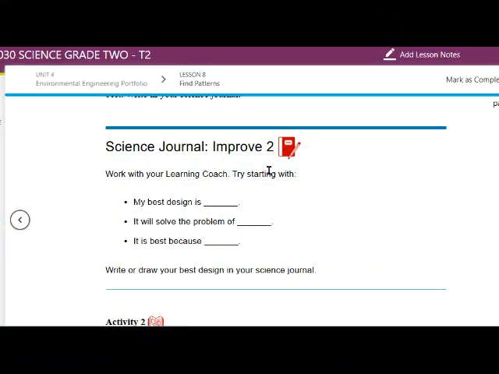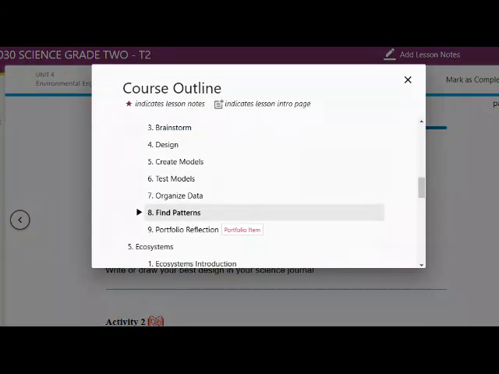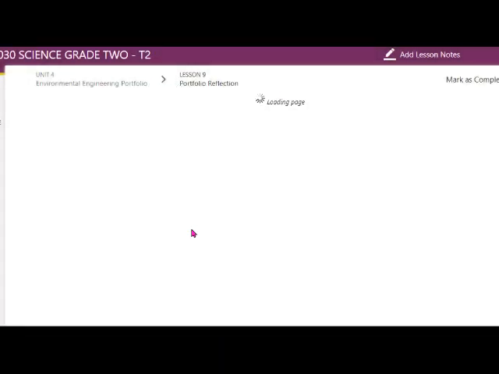We are done with lesson 8. That means we are moving on to lesson 9. We are going to do a reflection. So you do have one more section in your science journal to complete before we turn it in.